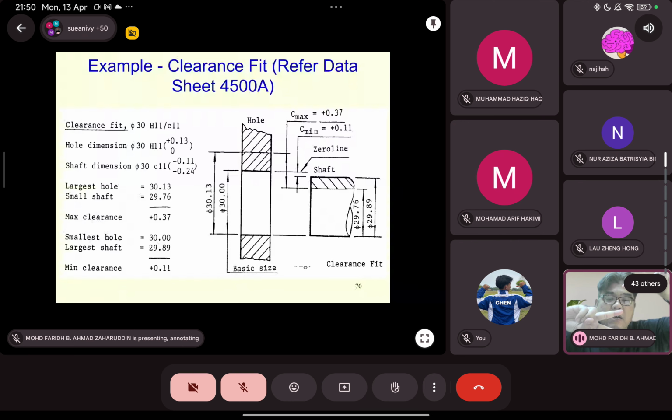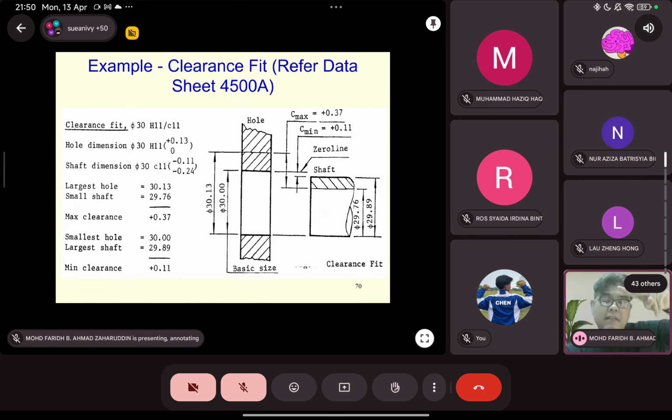Betul tak? So now, Roshaida. Roshaida, are you listening? Roshaida Irdina. Dengar ke tak dengar? Roshaida, where are you? Dengar ke tak dengar? Dengar, doktor.